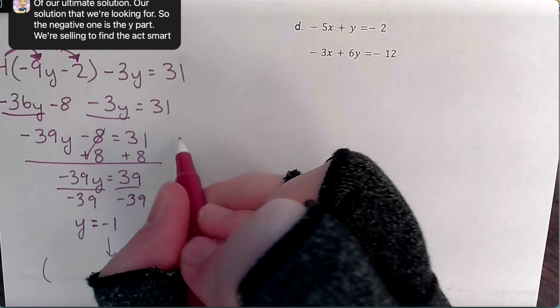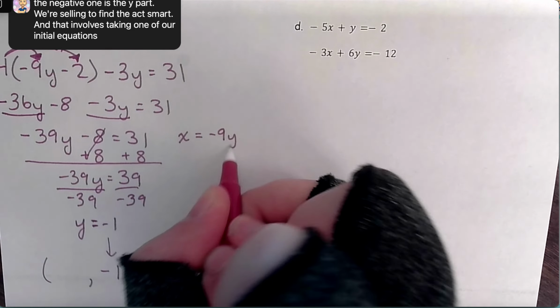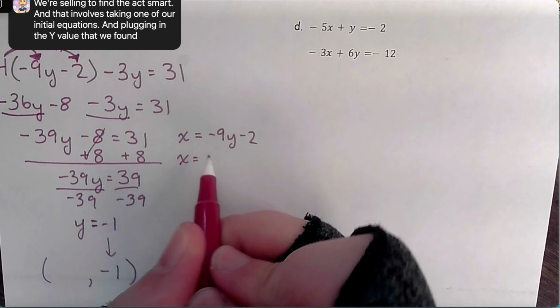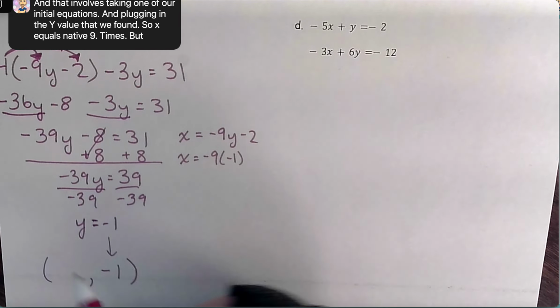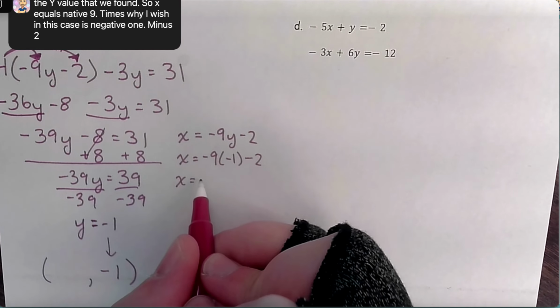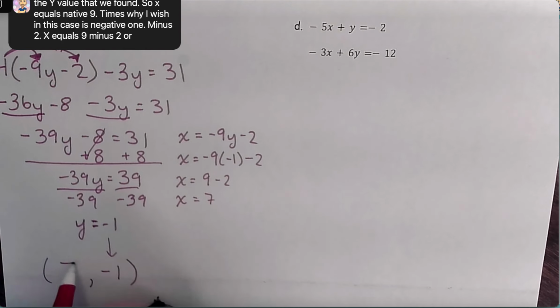And that involves taking one of our initial equations and plugging in the y value that we found. So x equals negative 9 times y, which in this case is negative 1, minus 2. x equals 9 minus 2 for x equals 7.